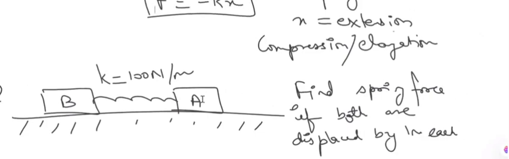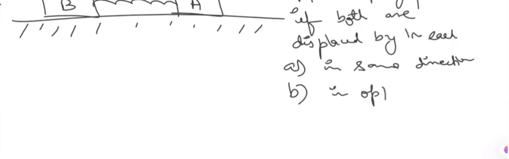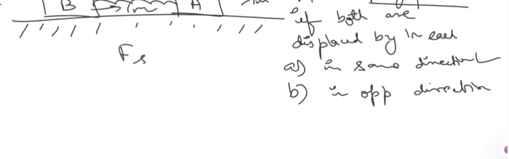So after this, I am displacing. Question is, it could be in the same direction or it could be in the opposite direction. Okay, now let's have a look. If suppose I'm talking about same direction, if I pull this 1 meter, this will also be pulled 1 meter. Making sense? Okay, so the net spring force which is acting over this is 0. Correct?